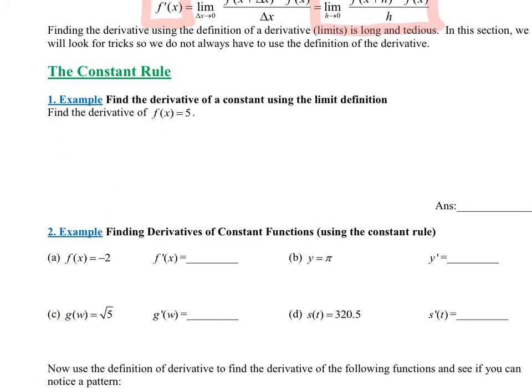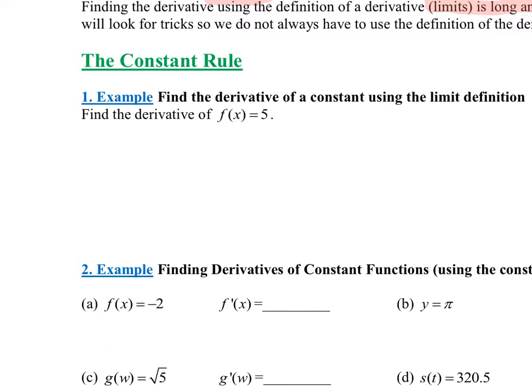So the first rule that we want to learn is the constant rule. What's a constant? A constant is just a number. So I'm going to do this graphically and then I'm going to do this using the definition of derivative like they liked, but I want you to consider the function f of x equals 5. In other words, y equals 5. And let's think about that.